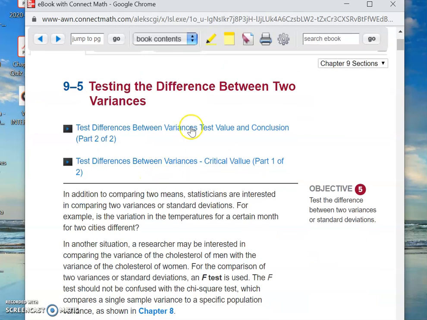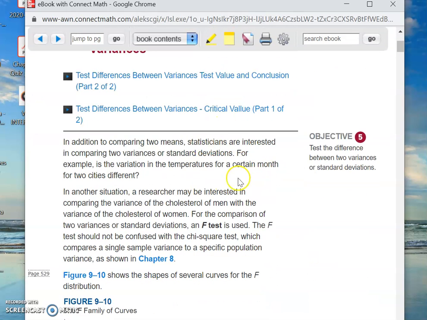Okay, so here we are, section 9.5, and we're going to test the differences between variances. So this is just motivation here. He's trying to tell you, hey, listen, sometimes we're comparing means. Sometimes we're talking about the means of populations. Sometimes we're talking about proportions. But sometimes we want to know about variances and standard deviations. We want to know, is the variation in the temperatures for a certain month of two cities, are they different? Okay, we'll see examples as we go along.